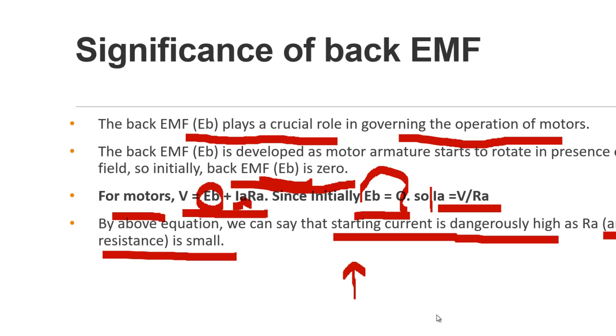Once the motor starts its speed, the EB keeps on increasing. As EB is increasing, according to the formula V is equal to EB plus IARA, the armature current will reduce, because at that time the armature current formula will be IA is equal to V minus EB divided by RA.